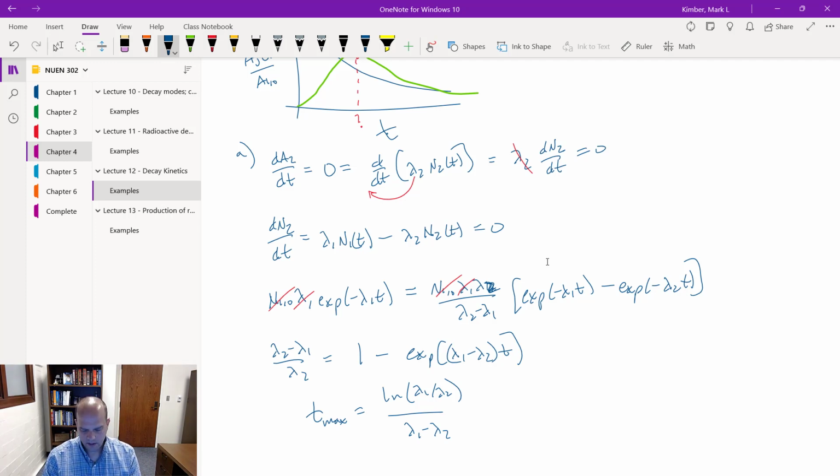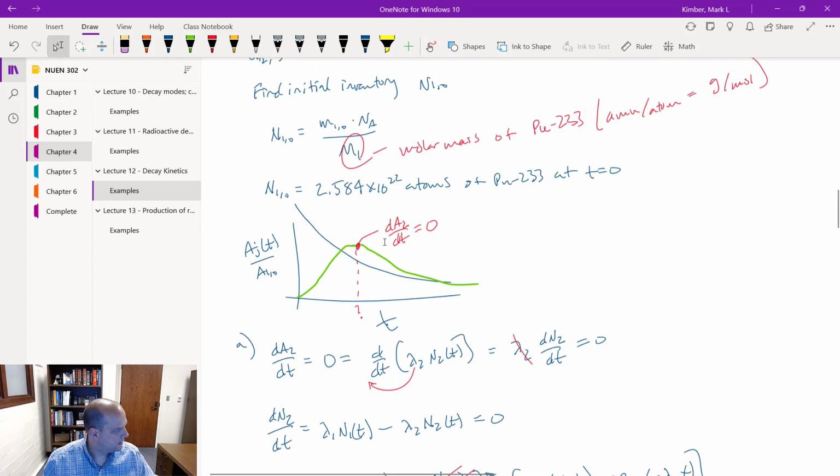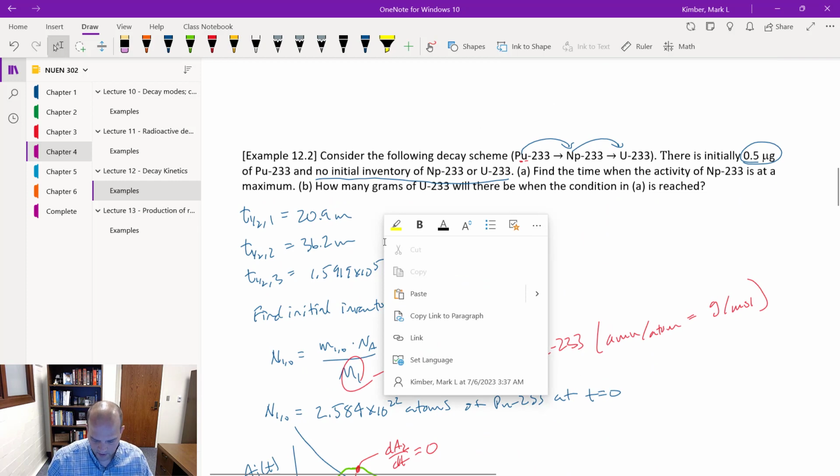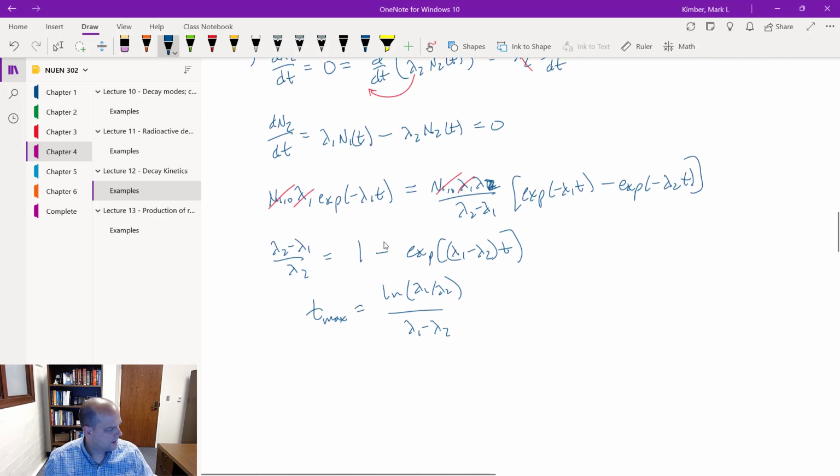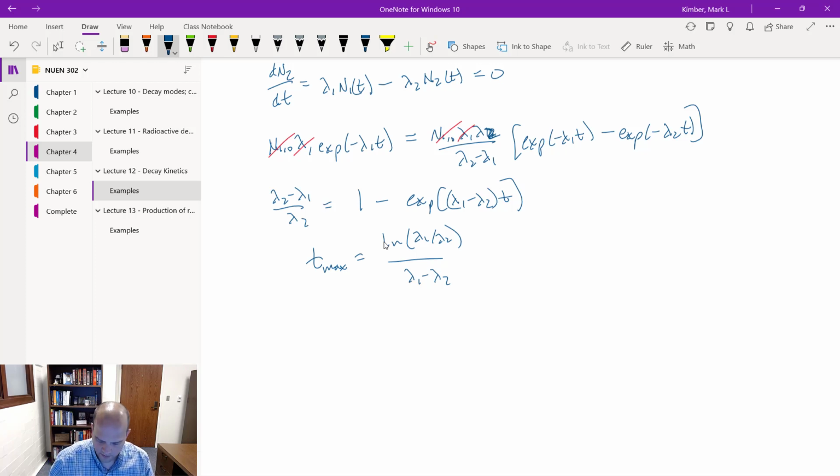And with these lambdas, I get my lambdas from these here. So lambda is going to be equal to the natural log of 2 divided by the half-life. So I know the half-life, I can find lambdas, and once I do that, then I find out that this is going to be equal to 39.19 minutes.